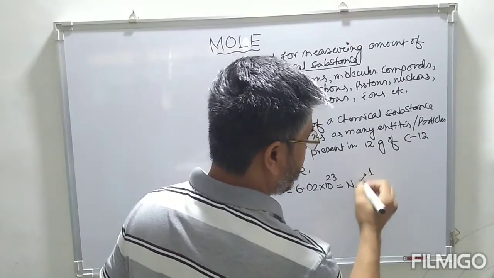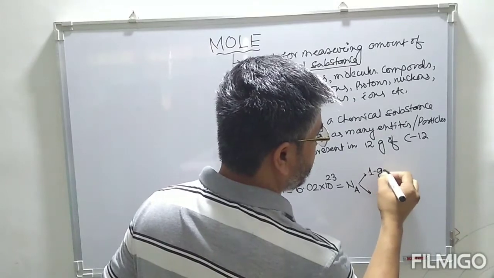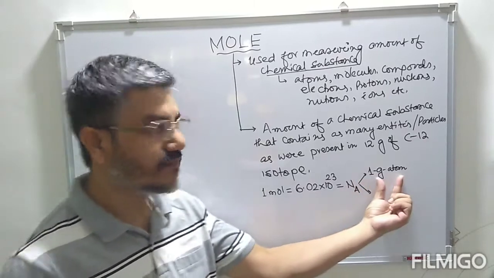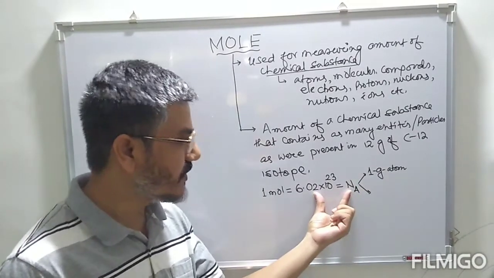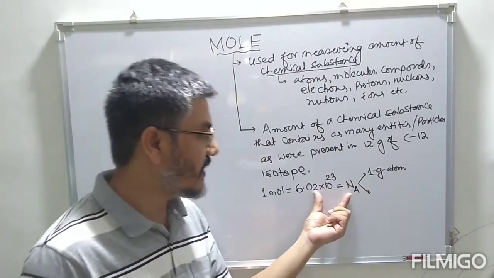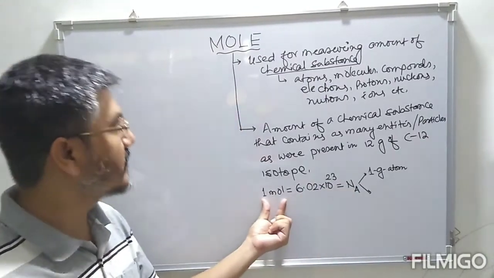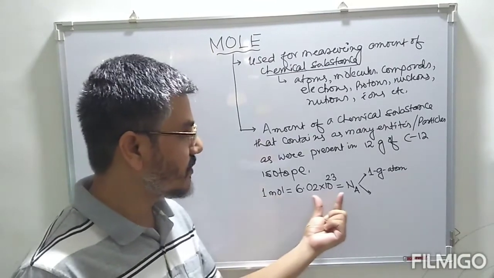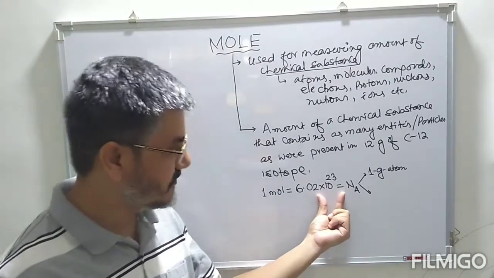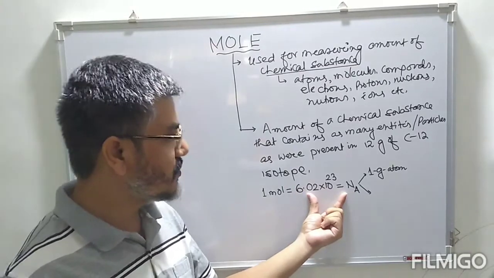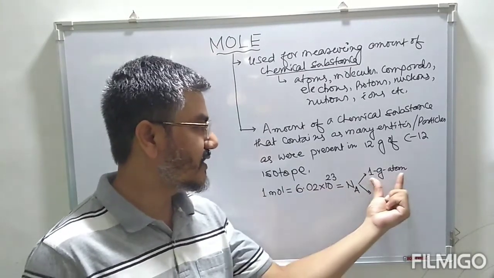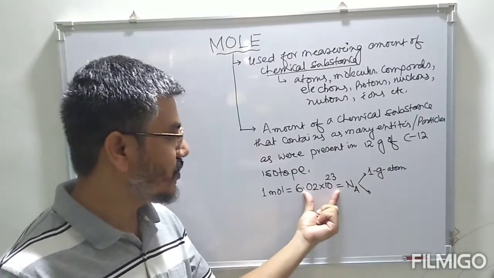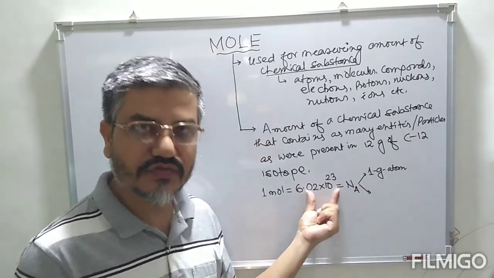So 1 gram atom was found to contain Avogadro number of particles. So the quantity having Avogadro number of particles is defined by another term, which is known as mole. Whenever we talk of 1 mole, the number of particles present is always fixed. And these 6.02 × 10^23 particles were defined as 1 gram atom. Means 1 gram atom contains how many atoms? 6.02 × 10^23 atoms.